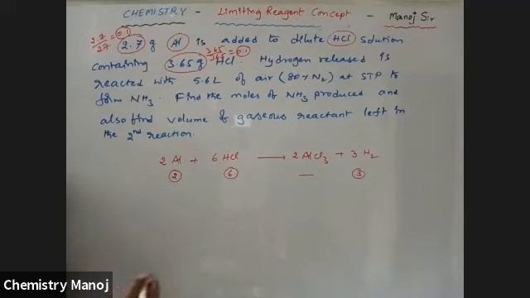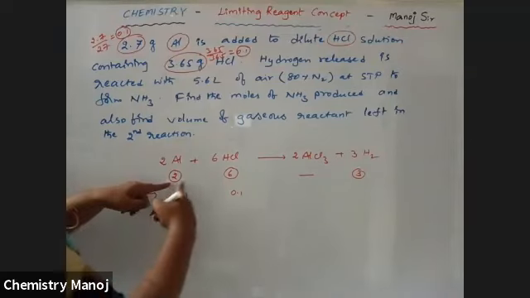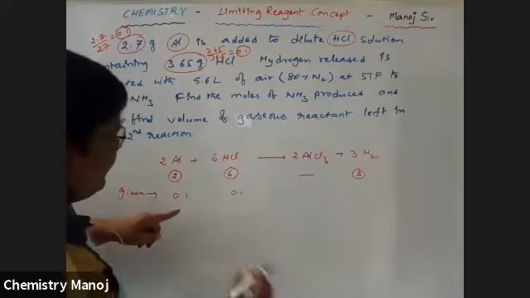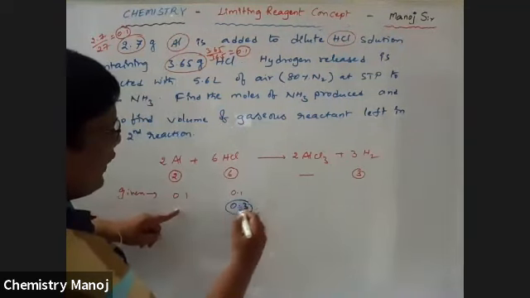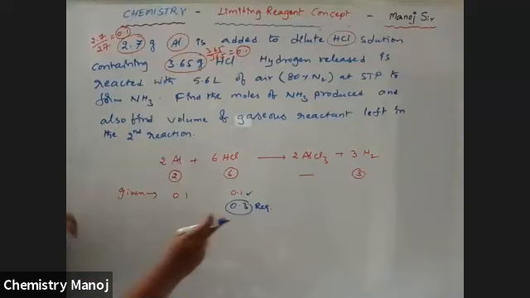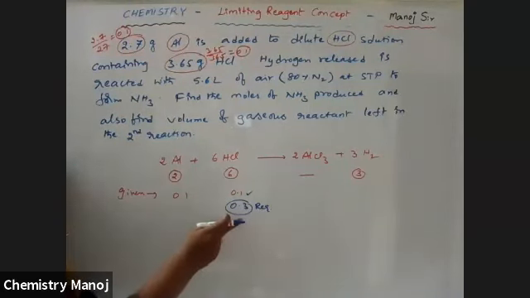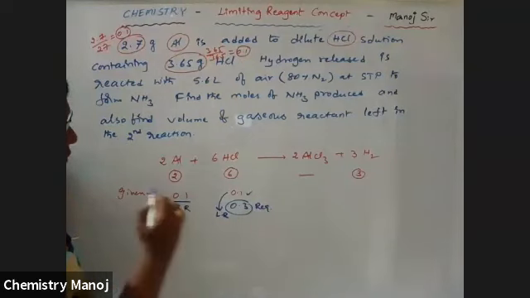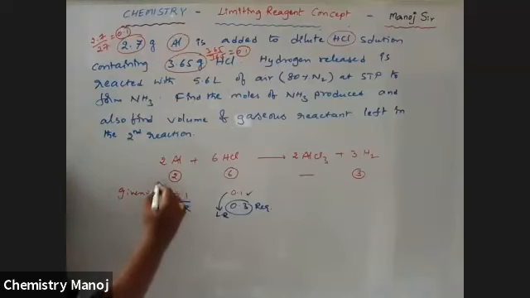So given condition, 0.1 mole this one and also 0.1 mole this one. 2 moles requires 6 moles, that is 3 times. 0.1 mole requires 0.3 moles. But 0.1 is there, which is less than the required amount. Therefore, HCl is the limiting reagent and aluminium is the excess reagent. So neglect this one, and do the calculations through the limiting reagent.